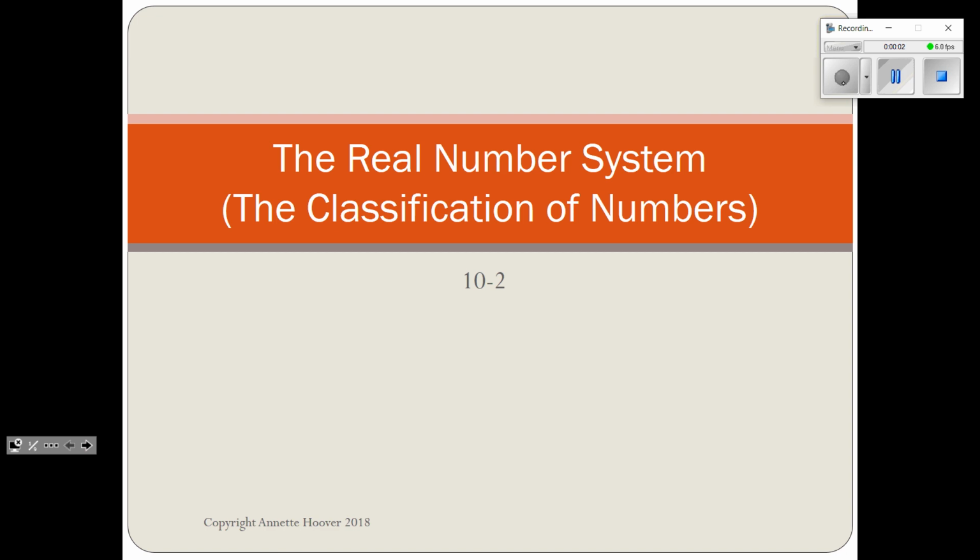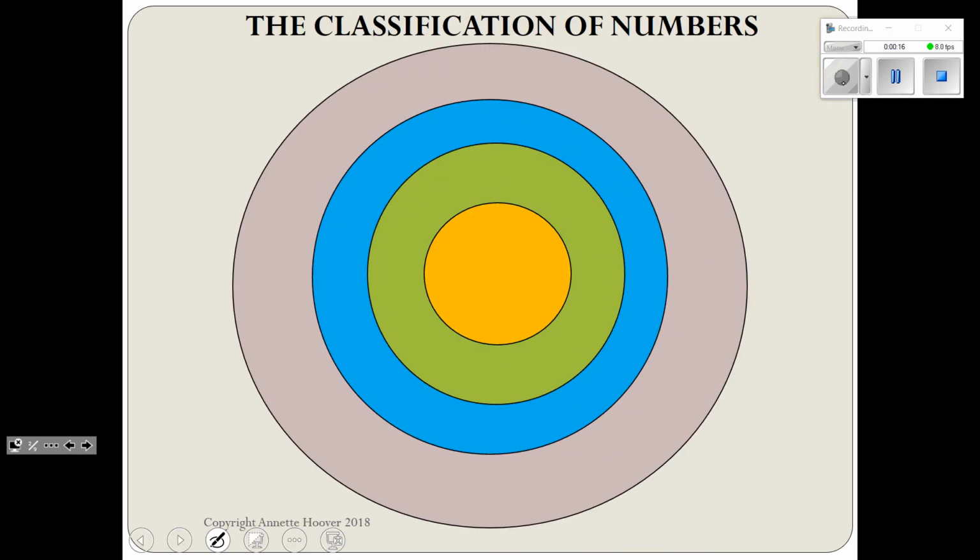In this lesson, we're going to be looking at the real number system, or it can be called the classification of numbers. We actually looked at this previously in the school year, but we're going to look at it in a little more detail this time. So this may be review. The classification of numbers is where we're going to have some concentric circles here.